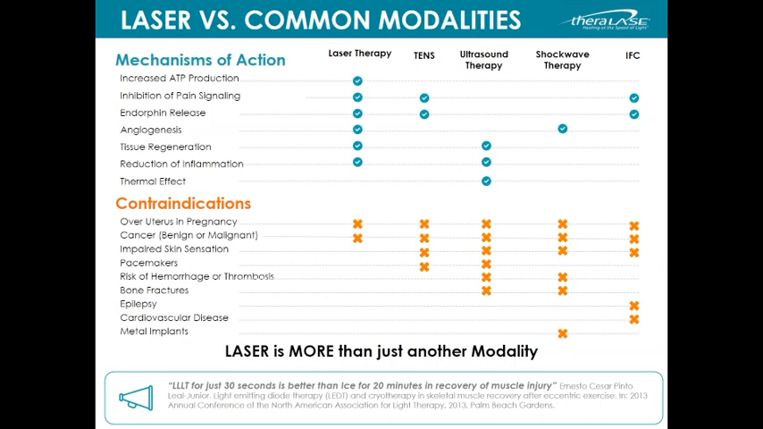You can see that laser therapy works on a cellular level, and it increases the production of ATP, it inhibits pain, releases endorphins, and we're going to get into a little bit more detail about how laser therapy actually works, but you can see a comparison of the different types of modalities and the mechanisms of action that they work on, which is significantly fewer than laser therapy.